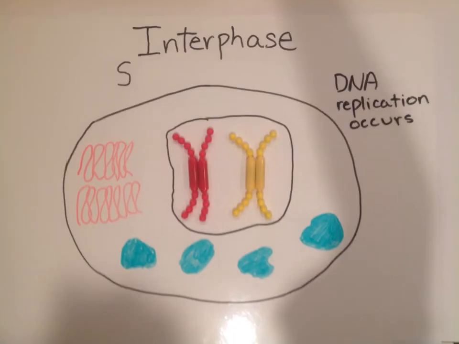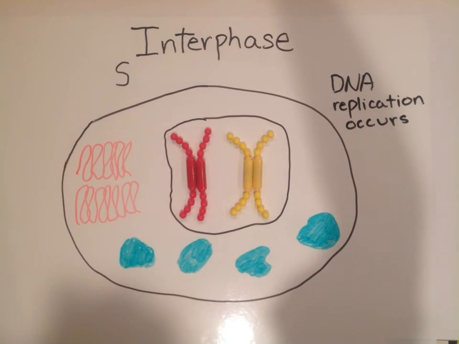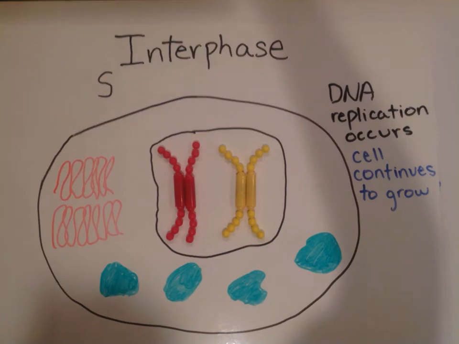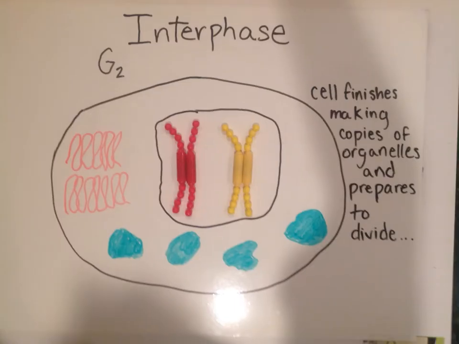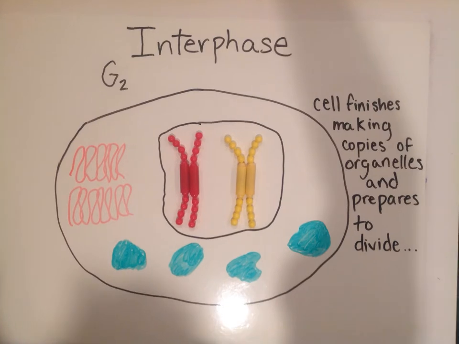The second stage is the S phase. In the S phase, DNA replication occurs and the cell continues to grow. The third stage is the G2 phase. During the G2 phase, the cell finishes making copies of the organelles and prepares to divide.